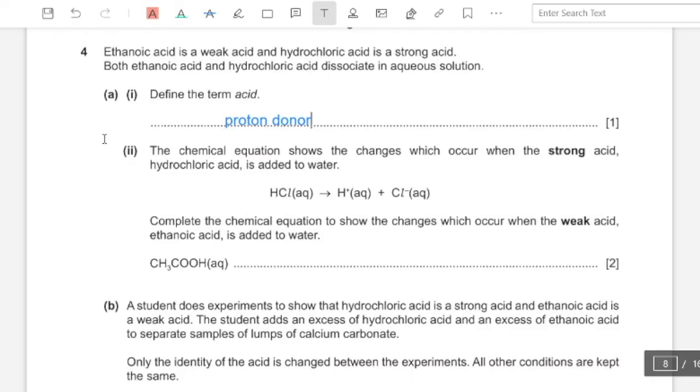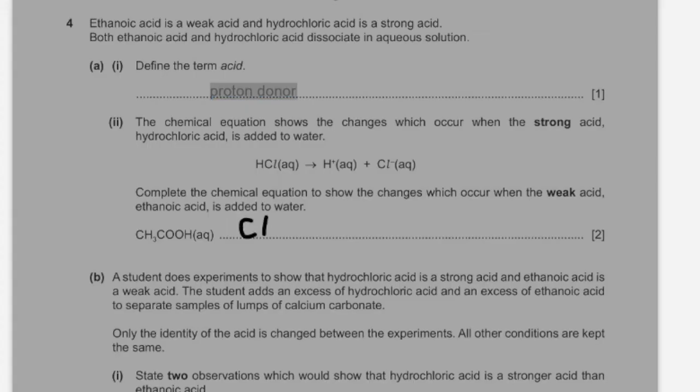Part 2. The chemical equation shows the changes which occur when strong acid, hydrochloric acid, is added to water. Complete the chemical equation to show the changes which occur when weak acid, ethanoic acid, is added to water. So the ions get separated. We have the negative ion over here and also the positive ion, but since this is a reversible reaction, we're going to be writing the double-headed arrow as well.